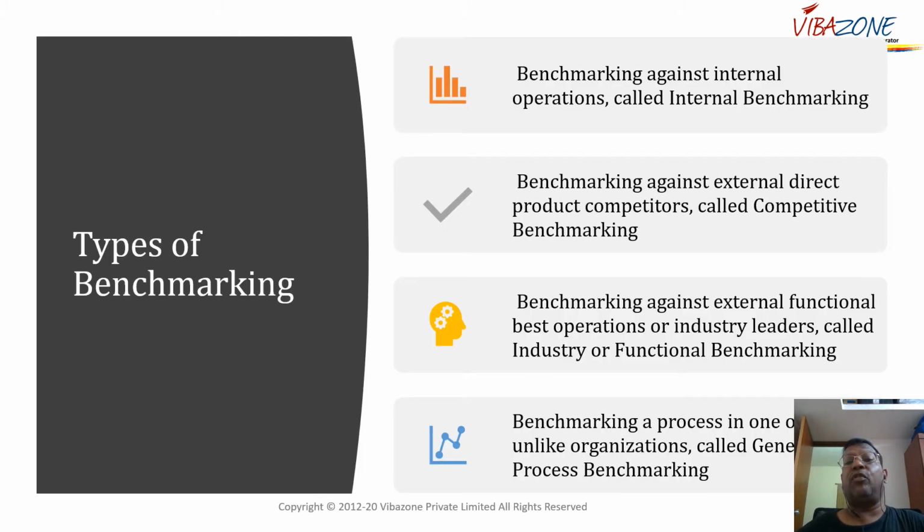Now, types of benchmarking. First one, internal operation, called internal benchmarking. So if you have multiple activities within your organization, maybe multiple incubators, multiple excellence centers, you may want to benchmark among yourselves. Next, you'll benchmark externally against direct product competitors, called competitive analysis. Third, you'll benchmark against external functional operations or industry leaders, called industry or functional benchmarking. The last one is process benchmarking. So all these different types of benchmarking will help your incubator improve, get better.